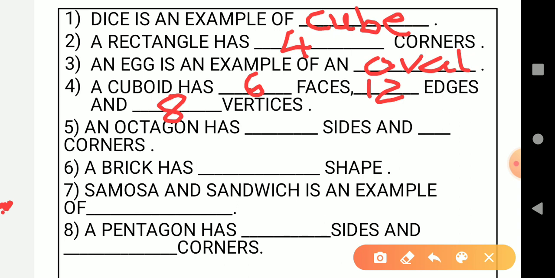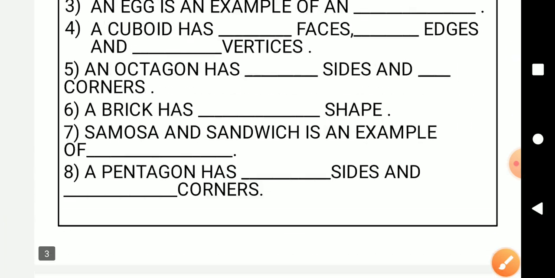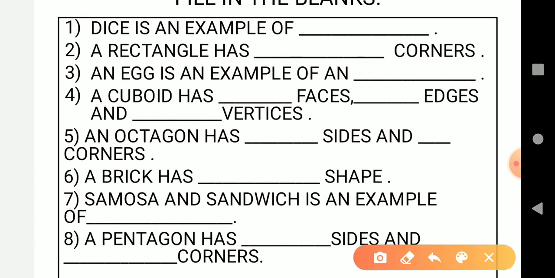Now the fifth number, an octagon has blank sides and blank corners. We know that octa means 8. So an octagon has 8 sides and 8 corners.